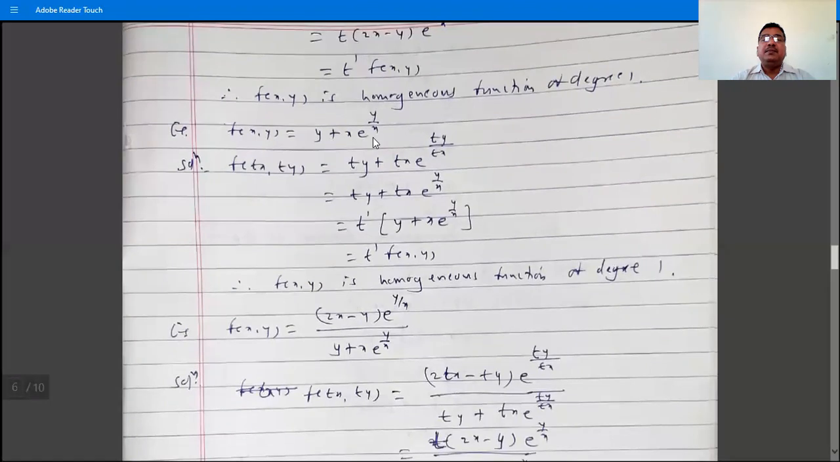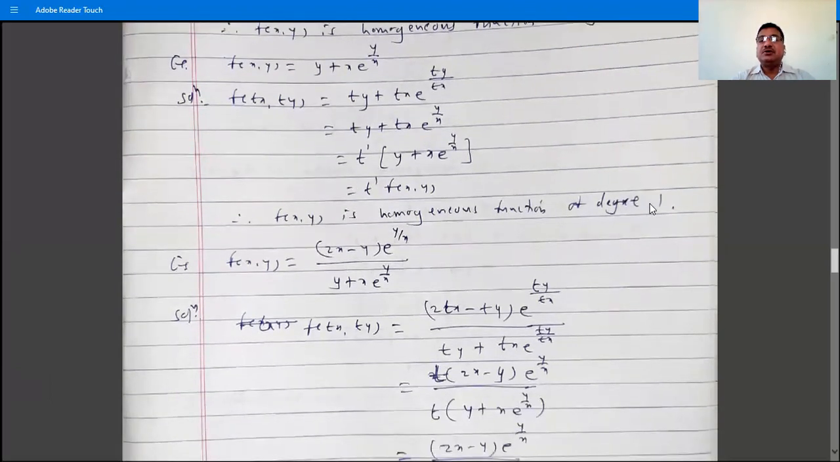Similarly, if you take y plus x e raised to y by x, then f of tx, ty is ty plus x, means tx, e raised to ty by tx. T gets cancelled and take t common. We have this, and therefore f(x, y) is a homogeneous function of degree 1.